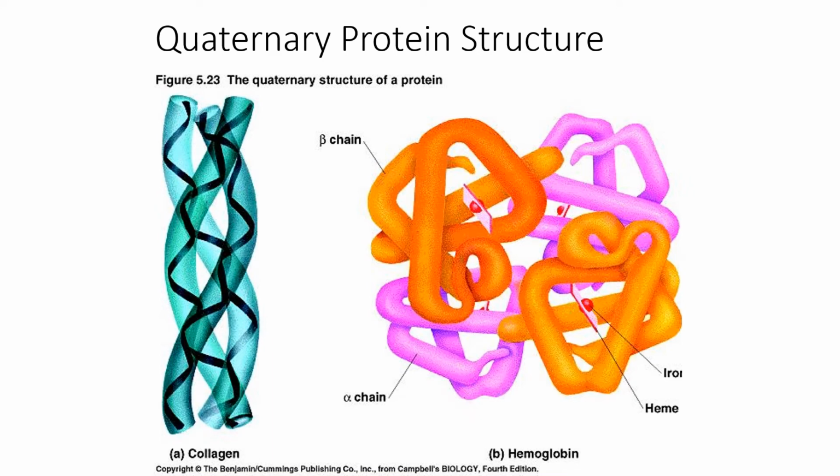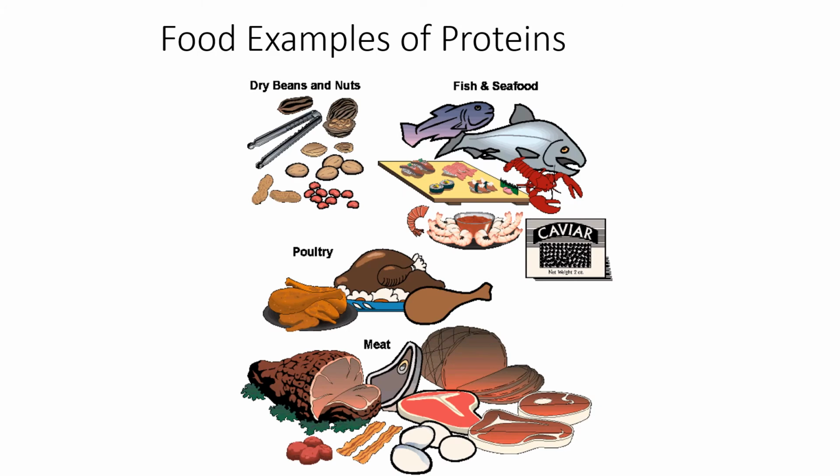Here are some quaternary level proteins. On the left, you've got collagen, which forms the basis for some connective tissues in our skin, for instance, and hemoglobin, which carries oxygen in the bloodstream on the right. So both of these have multiple polypeptide strands that form the protein structure. So you probably are familiar with some of these food examples of proteins, everything from meats and fish to dry beans and nuts. If you're a strict vegetarian, a diet of rice and beans can help give you those 20 amino acids that you need per day. In fact, 8 of those happen to be essential amino acids.